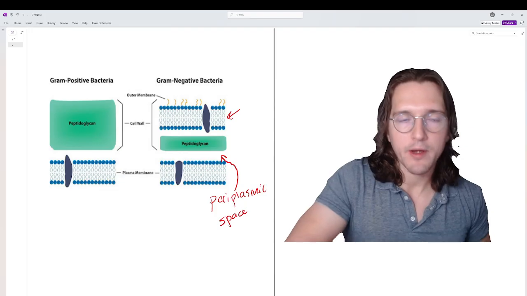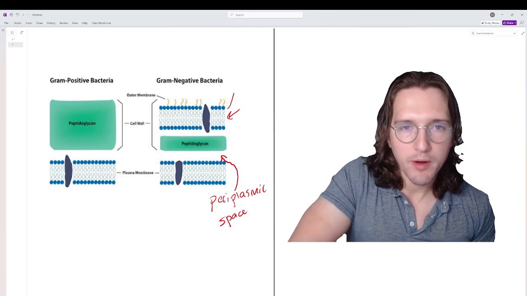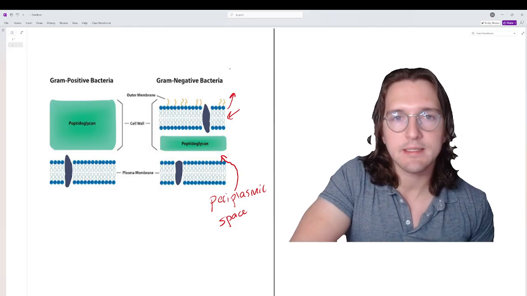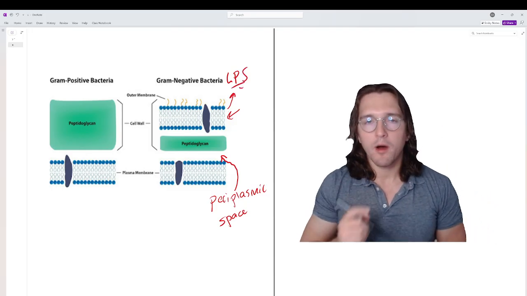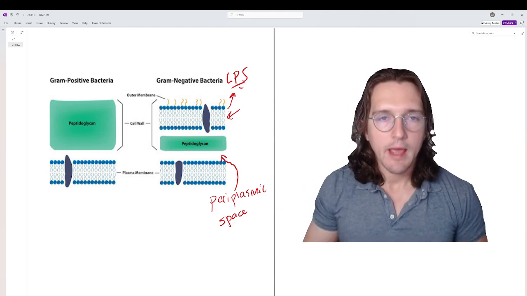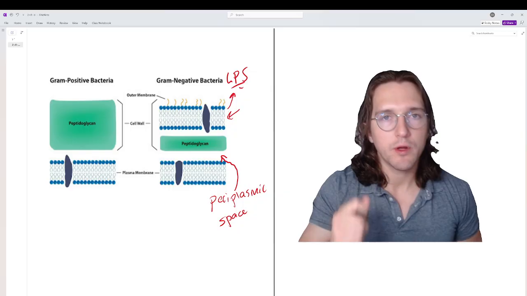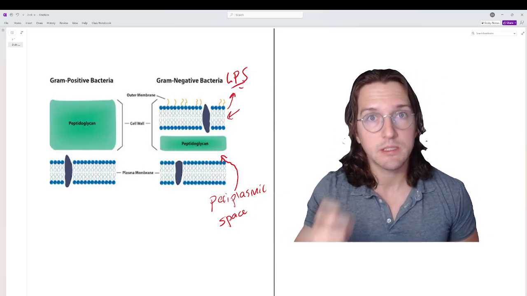Now, the outer membrane has a really important component that I want you to remember, and that component is called the lipopolysaccharide, which I'll abbreviate as LPS. The lipopolysaccharide is also referred to as an endotoxin, and it is extremely immunogenic. What I mean by that is it stimulates the immune system very violently.